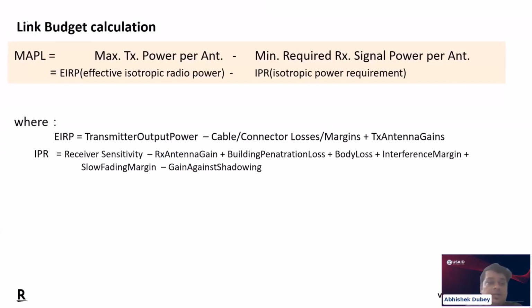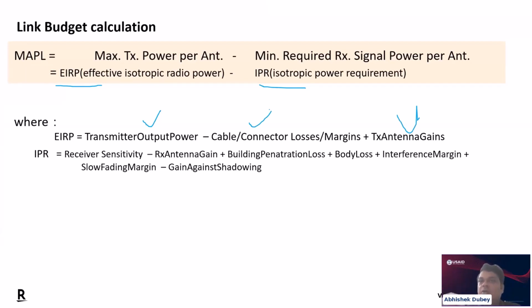So first of all, there is MAPL, maximum allowed path loss. There is a simple formula for MAPL: the EIRP minus IRP. IRP is isotropic power requirement, meaning the transmit power minus the receive signal power is MAPL. Now, what is EIRP? EIRP is the output power plus gains, and you need to subtract the losses and the margins. You can calculate your EIRP.